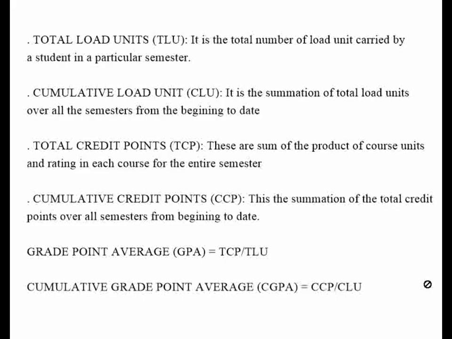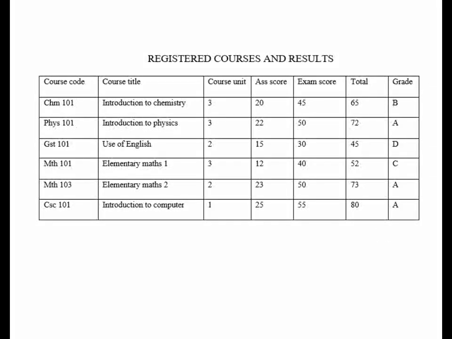Then we have a cumulative grade point average. This cumulative grade point average is nothing but the cumulative grade point divided by cumulative load unit. From what I have been explaining, we know what cumulative credit point is, and we also know what cumulative load unit is. So when you calculate the two, you use CLU to divide CCP. That will give you the cumulative grade point average. That is to say, for this student that has only one semester result, the person doesn't have CGPA yet. Rather, what the person has is GPA, grade point average.